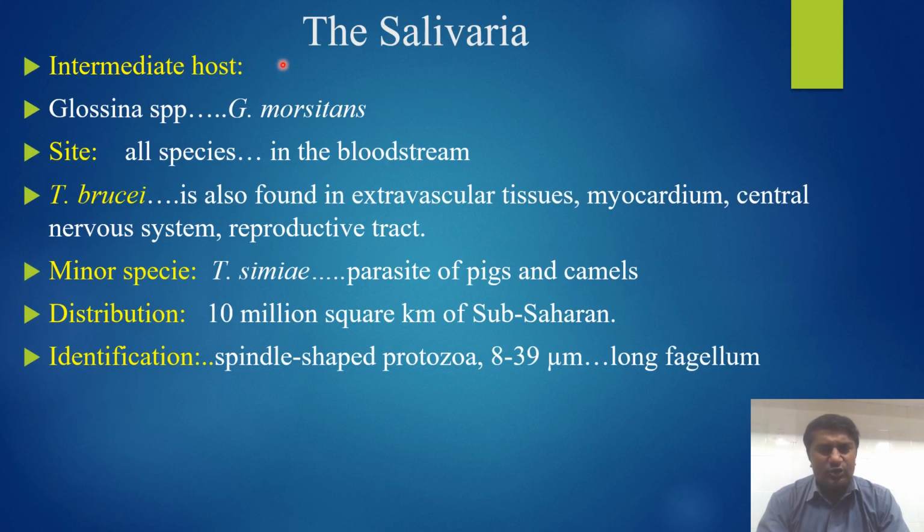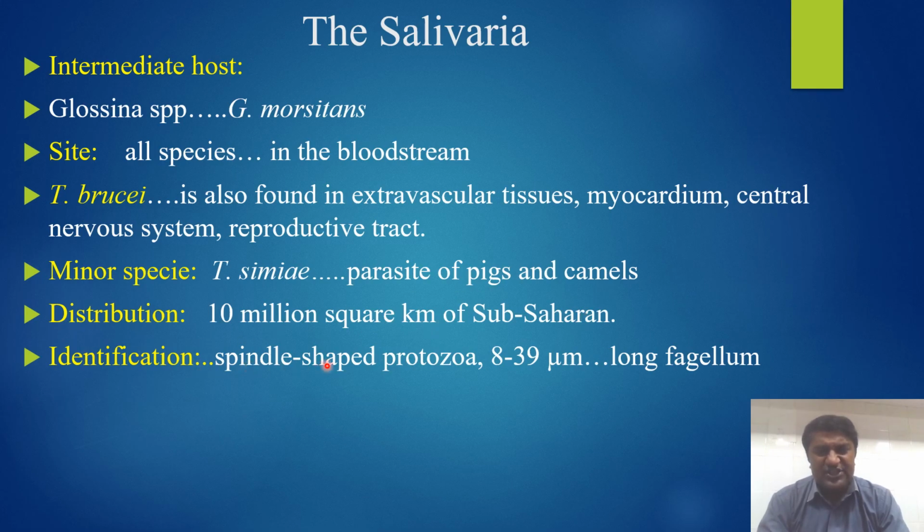In the salivarian group, the intermediate hosts are Glossina species, such as Glossina morsitans. All the species live in the bloodstream and get their feeding from the bloodstream. Trypanosoma brucei is also found in extravascular tissues: myocardium, central nervous system, and reproductive tract. A minor species is Trypanosoma simiae, a parasite of pigs and camels. Distribution: 10 million square kilometers of sub-Saharan Africa.